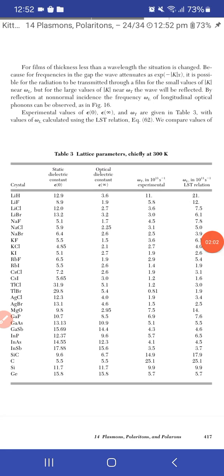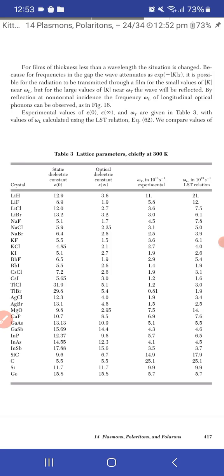For films of thickness less than a wavelength the situation is changed. Because of frequencies in the gap, the wave attenuates as exponential of minus mod kx. I've seen this expression somewhere. It is possible for the radiation to be transmitted through a film for small values of mod k near omega L longitudinal. For large values of mod k near omega T, the wave will be reflected. But in reflection at normal incidence, the frequency omega L of longitudinal optical phonons can be observed.